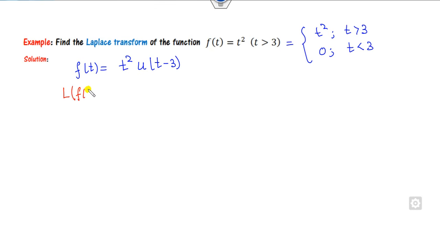Then I can apply the Laplace on both sides. What is the Laplace of this? It's e raised to power minus 3s, Laplace of, I have to replace small t with t plus 3. So t plus 3 whole square.